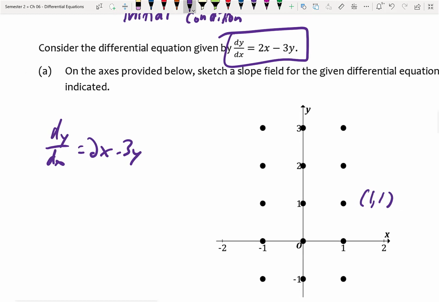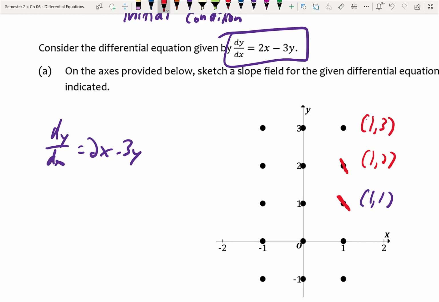negative 1. This is going to be a 45-degree angle like this, just like it is. But then as I move up, this is 1, 2. So it would be 2 minus 6, which is negative 5. How are we going to distinguish negative 5 here? It's going to be steeper. We're going to guesstimate. And then now we're going to do 1, 3.